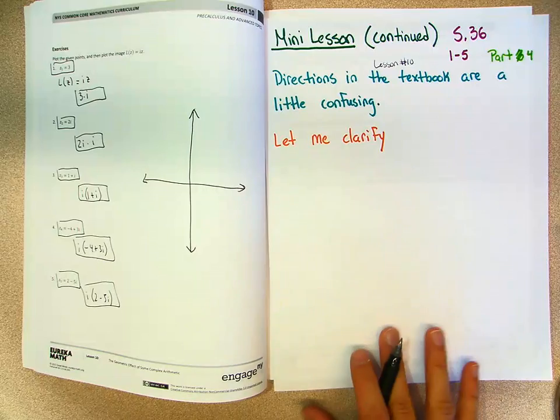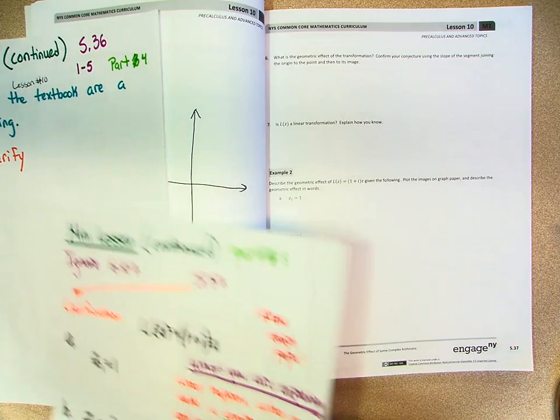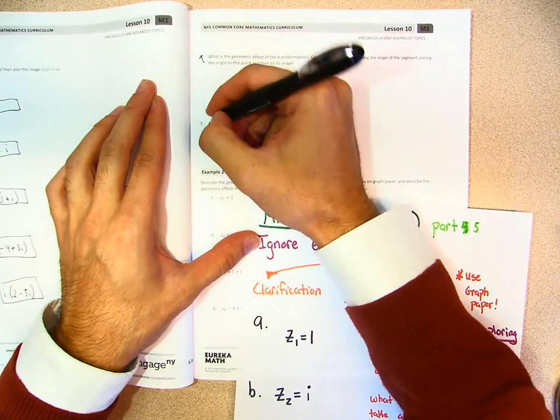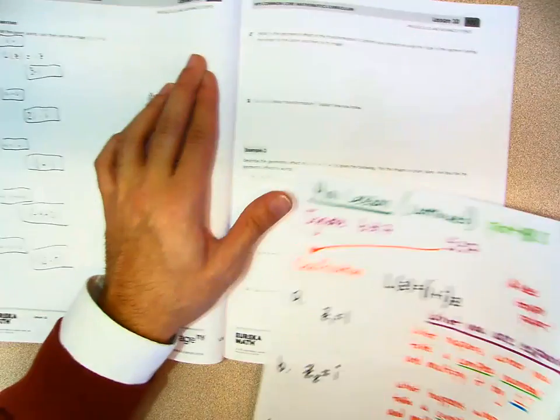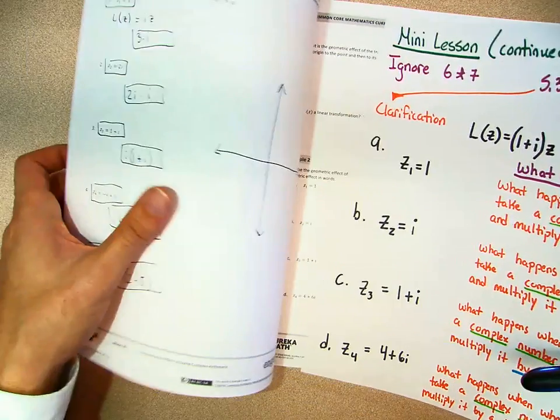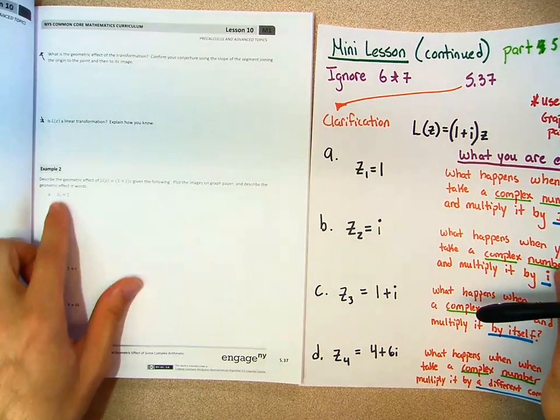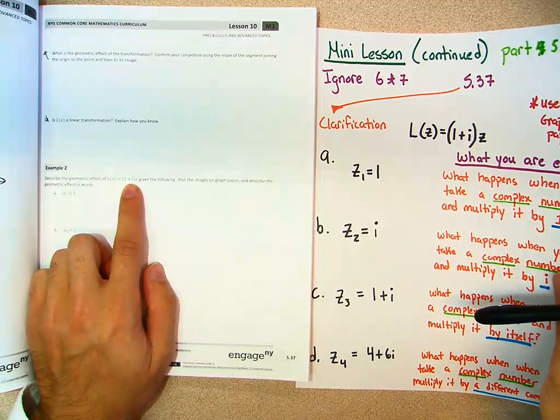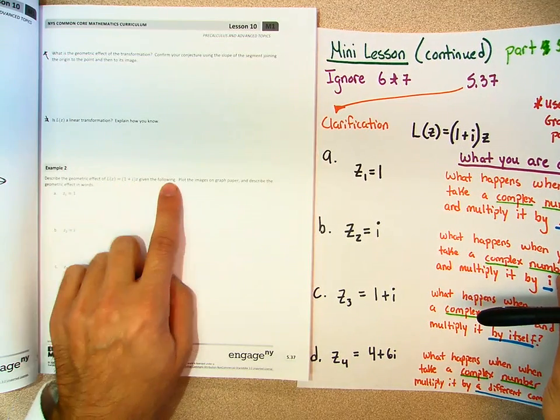And when we go to this page over here, for 6 and 7, you could just ignore these two questions. They won't be helpful for us right now. Here, what is the geometric effect of L of z is equal to 1 plus i times z given the following?